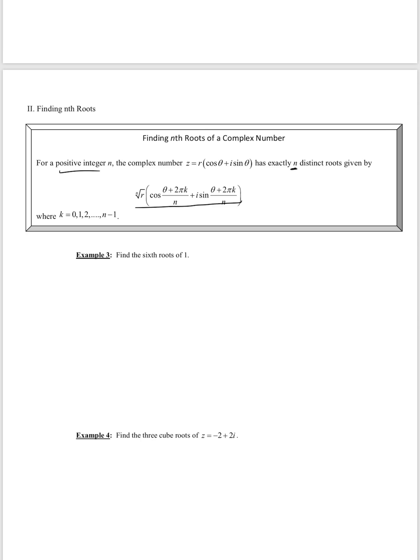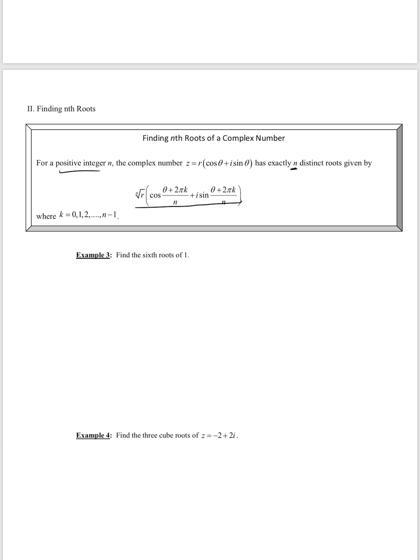So example 3 says, find the 6th roots of 1. Okay, 1 looks like a perfectly normal number. You might ask yourself, well, what are the 6th roots of 1? Isn't that just going to be 1? Not necessarily. The square root of 1 is plus or minus 1. But I'm asking, what are some numbers that I can raise to the 6th power to give me 1? That's going to include some complex numbers.